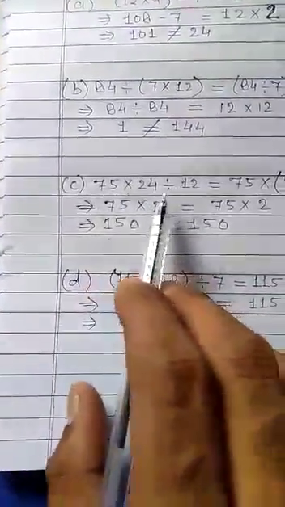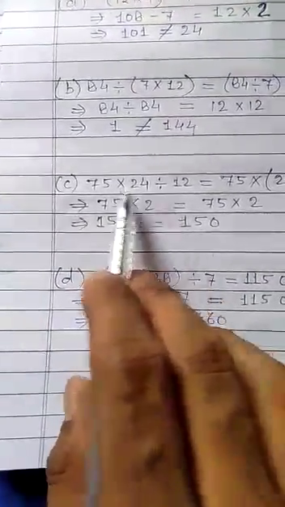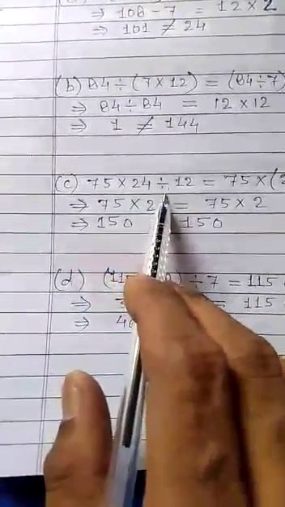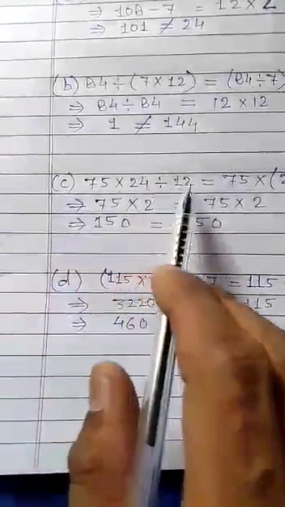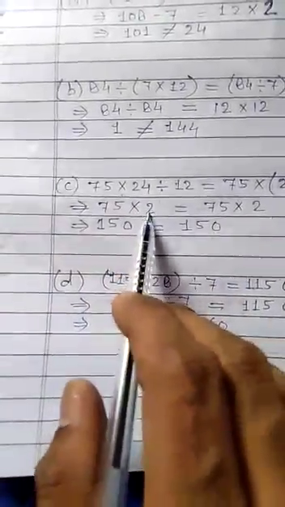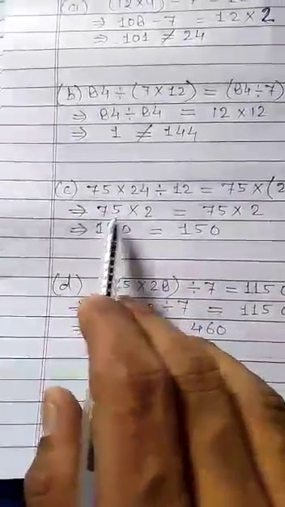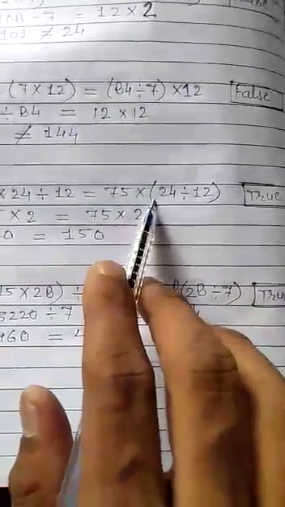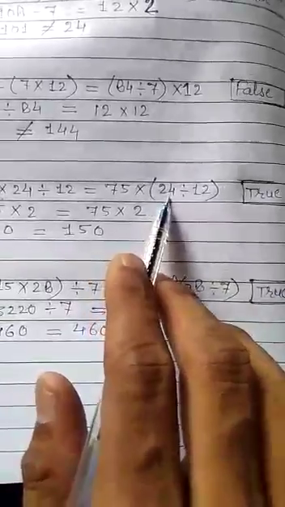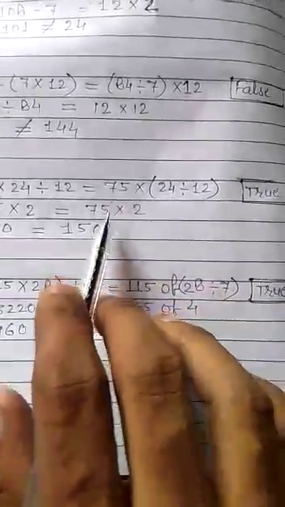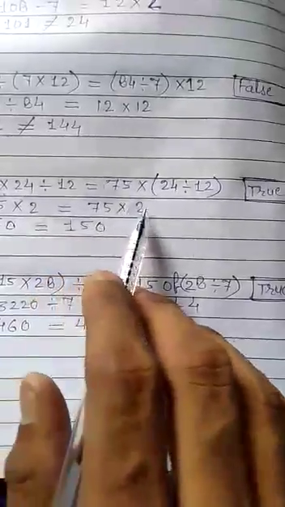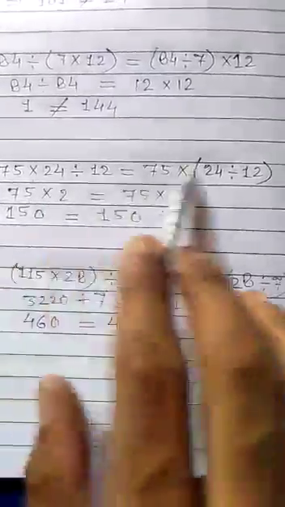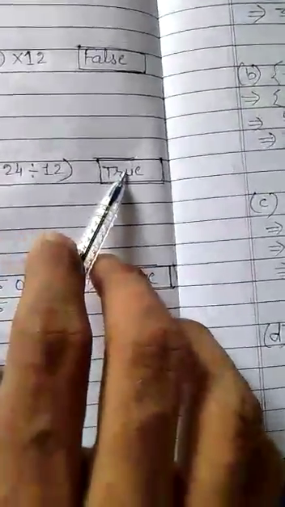In the first equation, multiply and divide operations are given. So in this equation we will do divide first according to BODMAS. So we will divide 24 by 12 is equal to 2. Now we will multiply 75 multiply by 2. It will be 150. In the second equation we will solve the bracket first. 24 divided by 12 will be 2 and 75 multiply by 2 is 150. Both are equal, so the statement is true. So here we will write true.